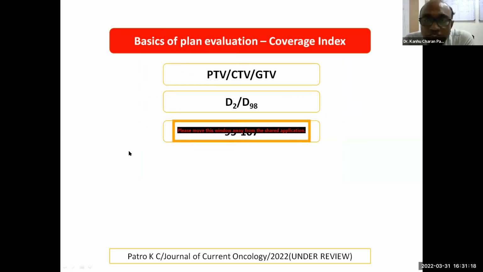So what are the things I have to see in the coverage index? In the coverage index, you have to see the PTV, CTV and GTV. You don't see the PTV alone. See the GTV first. If the GTV is correct, you get at least 99 to 100% coverage, then go for the CTV, then evaluate the PTV. Don't directly see the PTV. Your GTV should be covered well, then CTV, then PTV. To see the maximum dose, you go for D2, and the minimum dose, you can go for D98. With older methods, you can plan for C95 to 107 coverage. Remember, your GTV and CTV should cover at least 99, 99 or 100, 100, for either GTV node or GTV primary. So this is what you have to see. This is known as the coverage index.